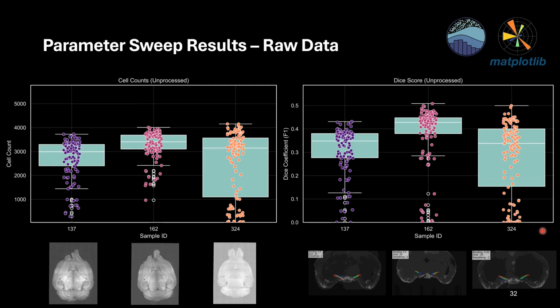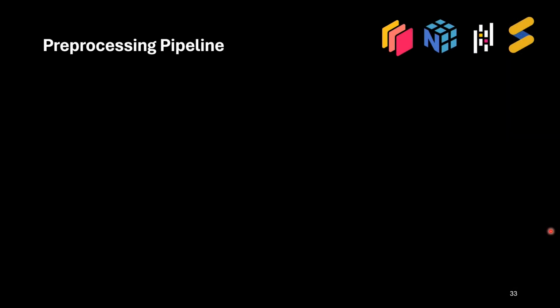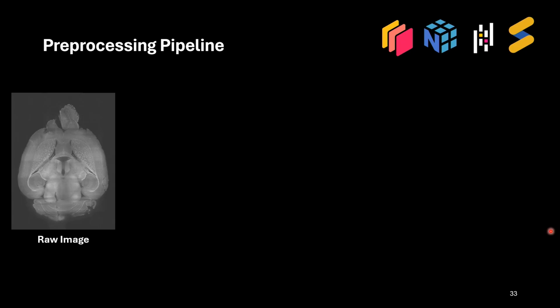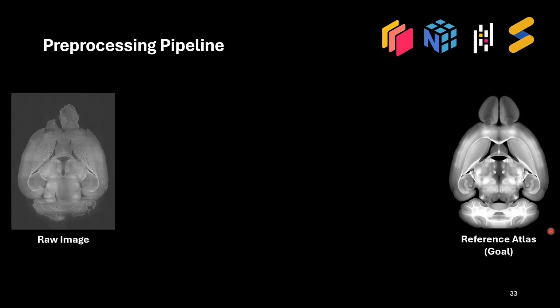So I thought maybe we have to do some pre-processing. Using Dask, NumPy, SimpleITK, and pandas, I essentially wanted to take the raw image and make it look as much like the reference atlas as possible, because I thought if I could do this, then hopefully the alignment would work a lot better.